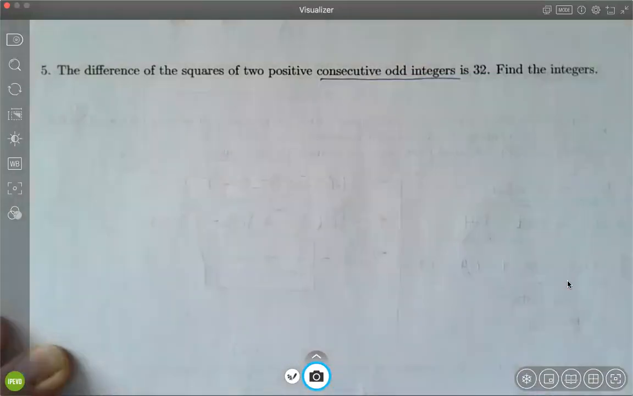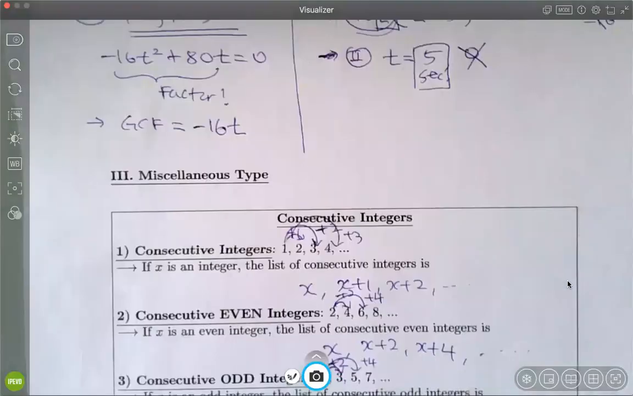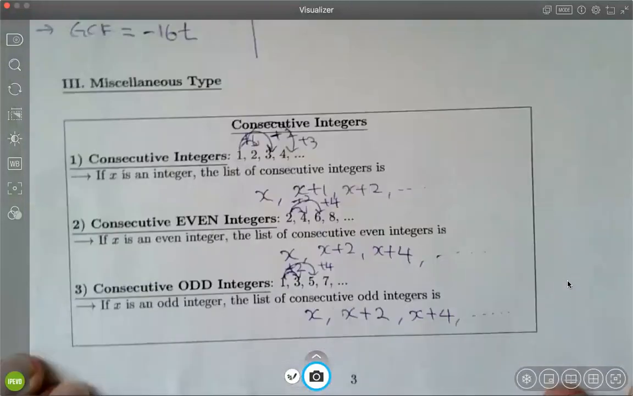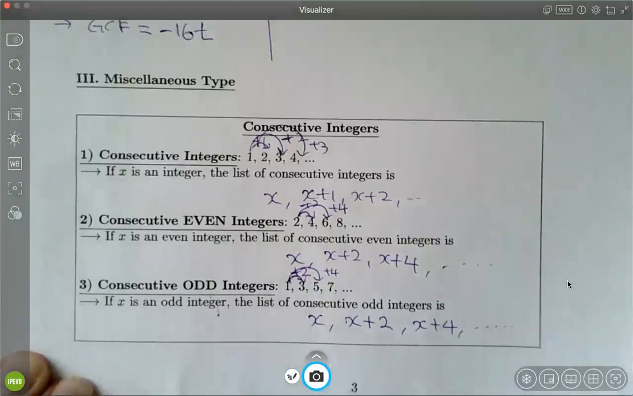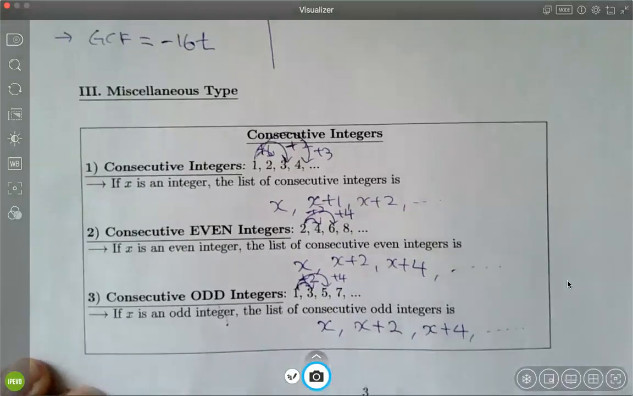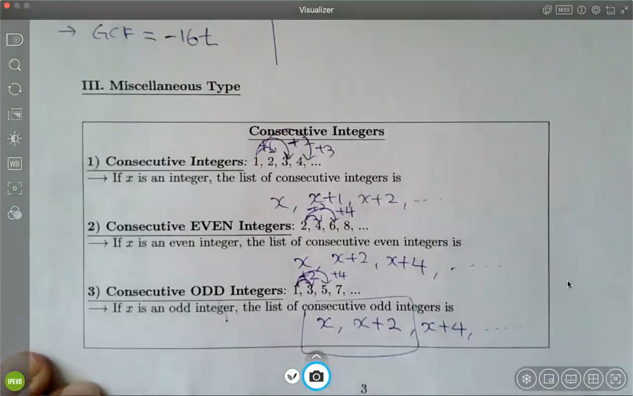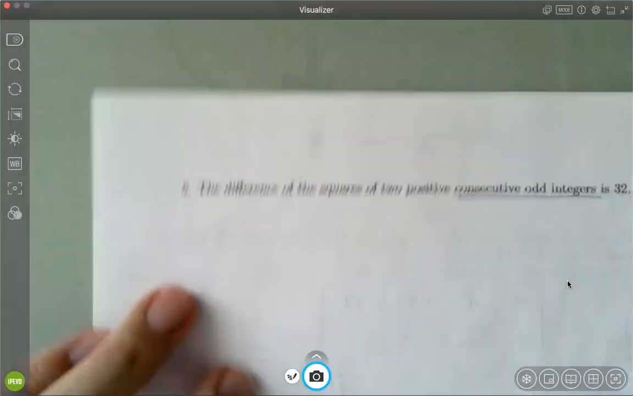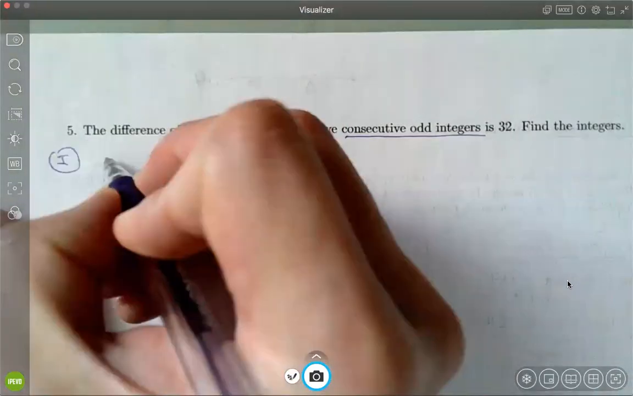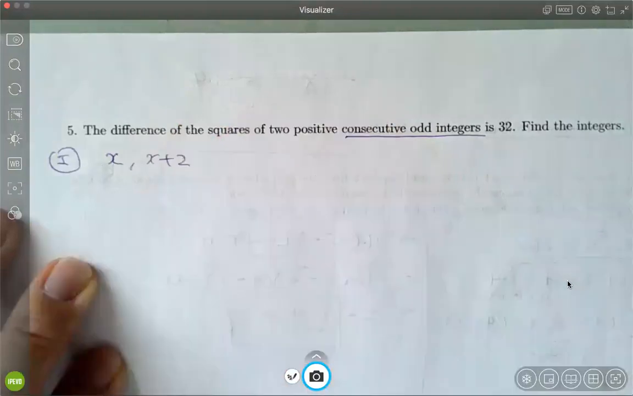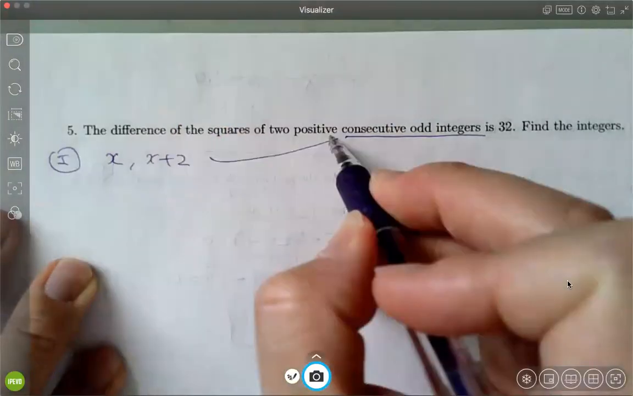Okay, so now what does that mean? We have to look at which case. Now how many consecutive odd integers are we considering? 2, right? So what does that mean? These 2, right? Okay, so x and x plus 2 will be the consecutive odd integers. So x and x plus 2 are the consecutive odd integers that we consider.